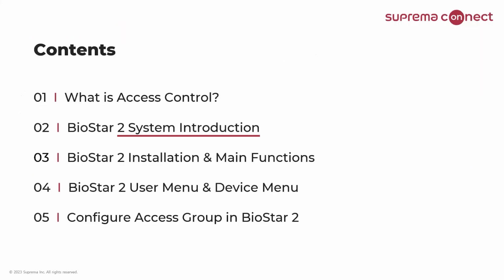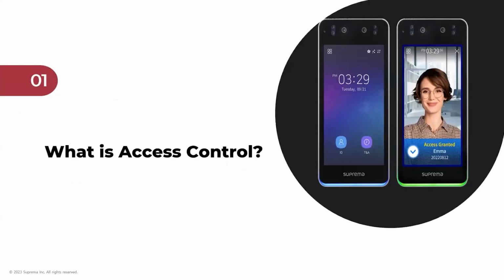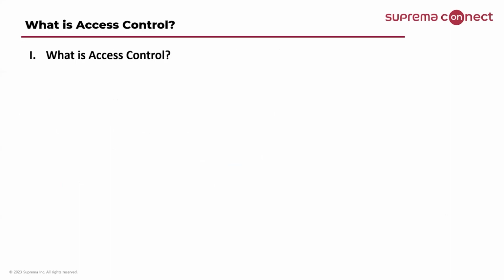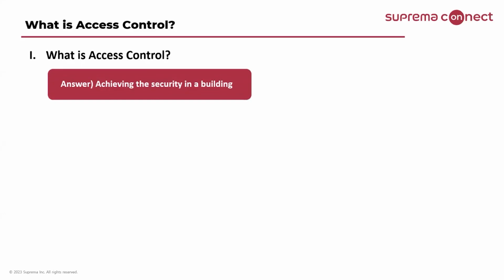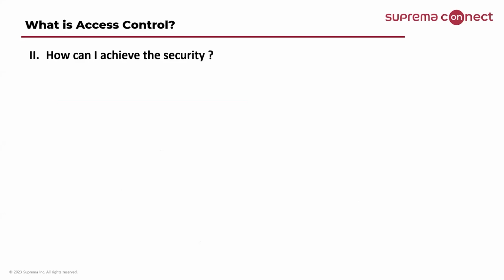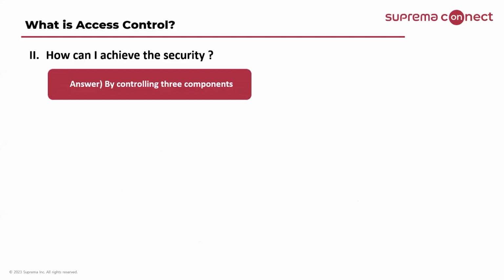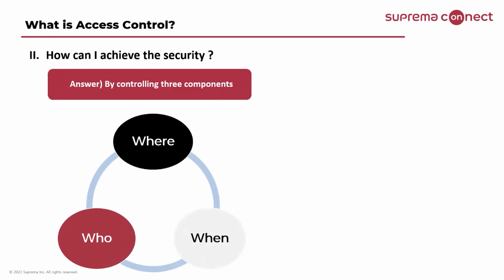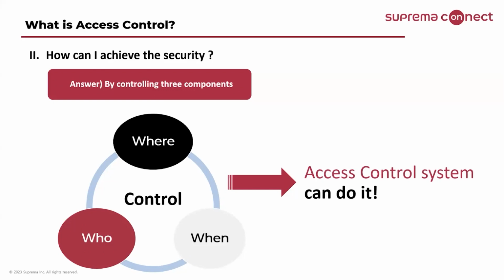The total 5 contents will be introduced in today's session. The first chapter is What is Access Control? What is access control? It will be the most important word in today's session. The answer is achieving security in a building. Then you may wonder how you can achieve security. The answer is that you can achieve it by controlling 3 components: where, when, and who. An access control system such as BioStar 2 can control them.